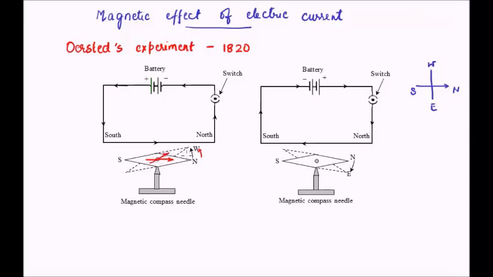Northwest, let's say, southeast northwest. That was the case when the magnetic needle was placed below the current carrying wire, when the current is being carried in this direction. Next what he did is he kept the circuit the same, that is the current is flowing from this end to this end, but now he placed the magnetic needle above. So he placed the magnetic needle somewhere like this.